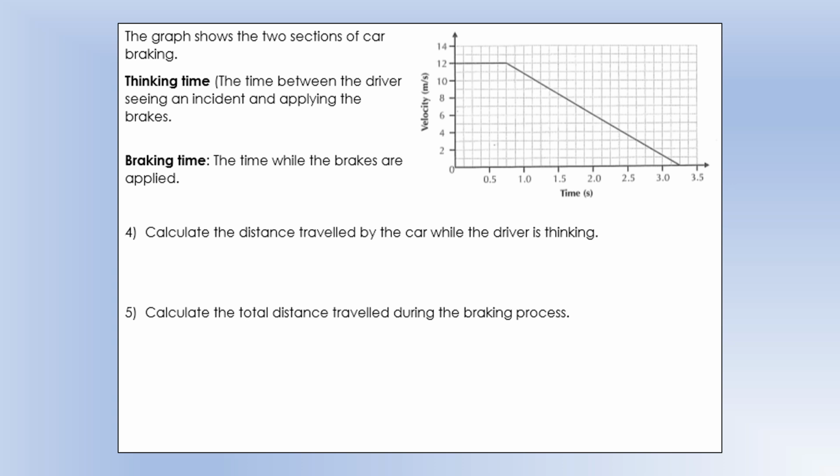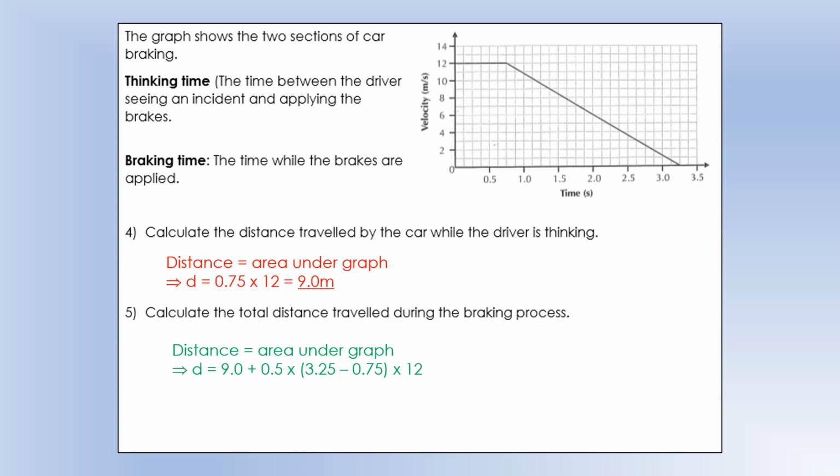So the thinking distance, or the distance travelled by the driver, is going to be the area up to 0.75 seconds. So that's a rectangle, so that's nice and easy to calculate the area of. It's just base times height, giving us 9 meters. And then the total distance, we're going to need to add on the triangular section. So we've got 9 for the rectangular section. The triangular section, we're going to do half times base times height, and that gives us this value here.